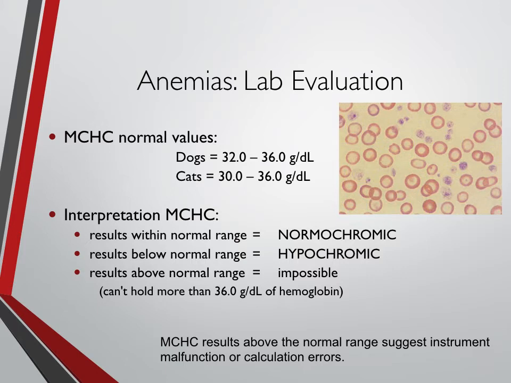And so if we have a result within the normal range, we're going to call that a normochromic sample. Results below the normal range, so if our MCHC is below 30 in cats or 32 in dogs, then we would expect to see what you're seeing here on the slide, which is a hypochromic sample. So you can see a lot of increase in central pallor in all these cells.